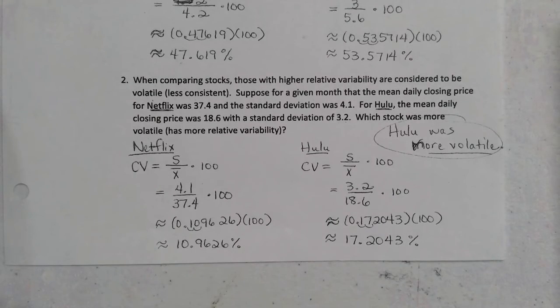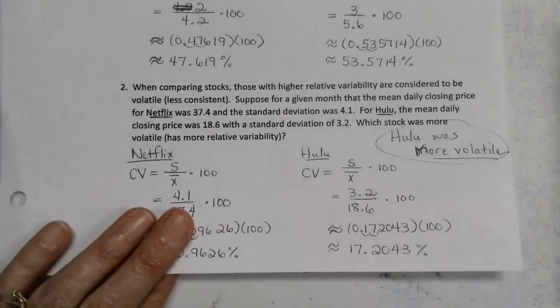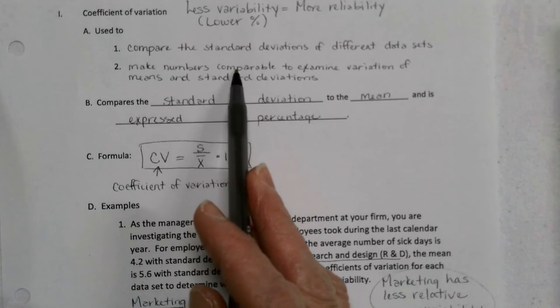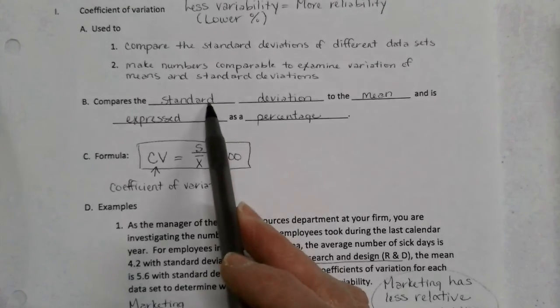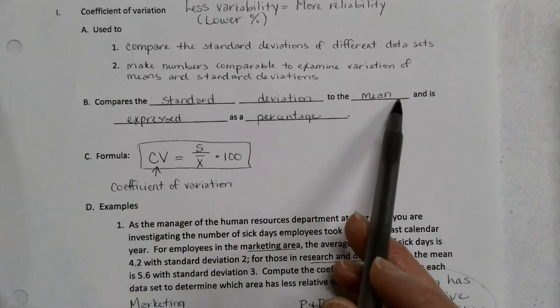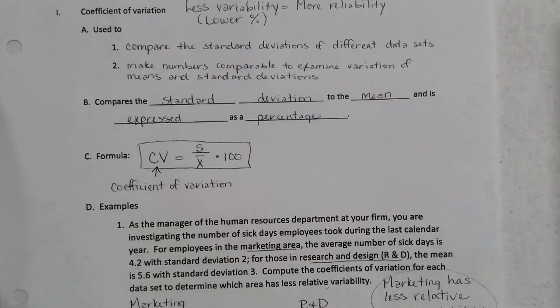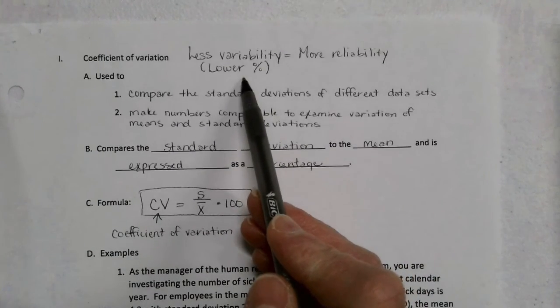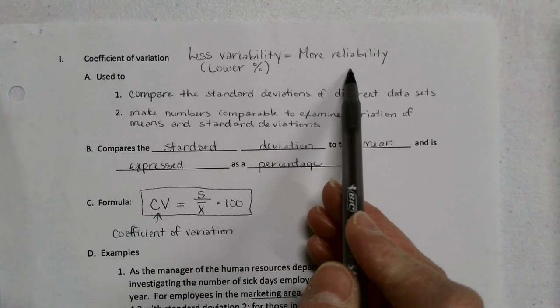Hulu was more volatile. So I hope that you understand that the coefficient of variation allows us to standardize things. It allows us to compare our numbers because we are standardizing that comparison of the standard deviation to the mean and expressing it as a percentage. And remember, less variability, which is a lower percentage, gives us more reliability.